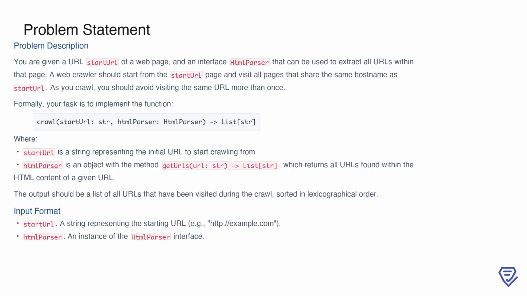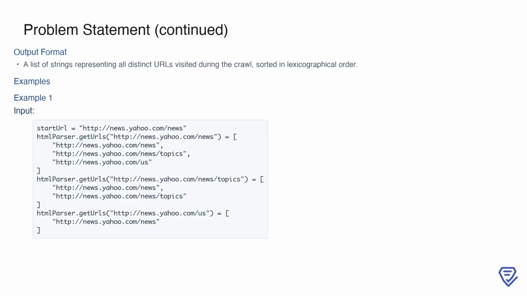The function you'll implement is called crawl, and it takes two parameters: the start URL, which is the initial URL, and HTML parser, which is an object that provides a method for extracting all URLs from the content of a given page. This is the foundation of the task: crawling through web pages, collecting URLs, and ensuring they meet the specified criteria. The output of your function is expected to be a sorted list of all the distinct URLs visited during the crawl. Let's look at an example to make this more concrete.